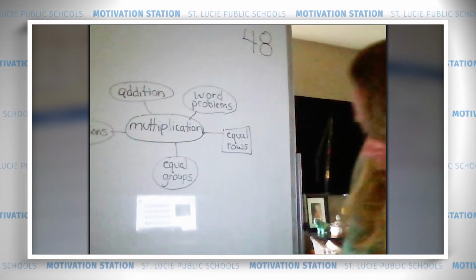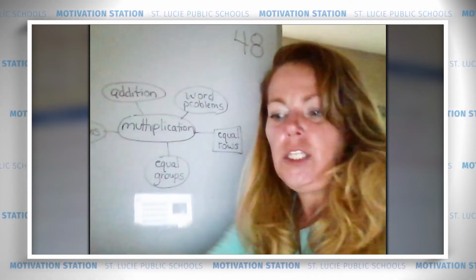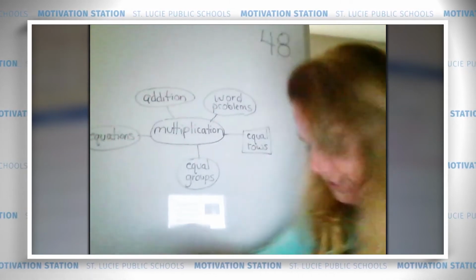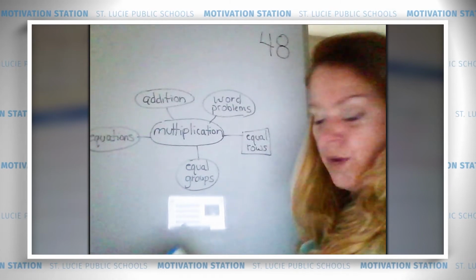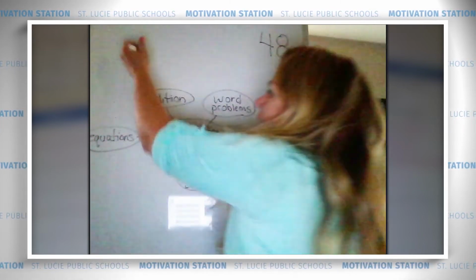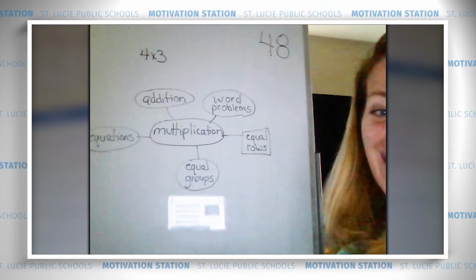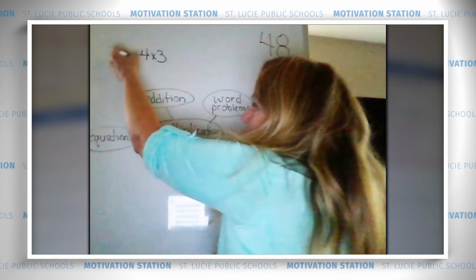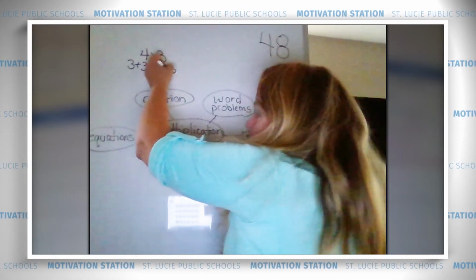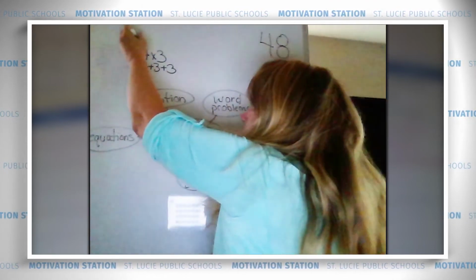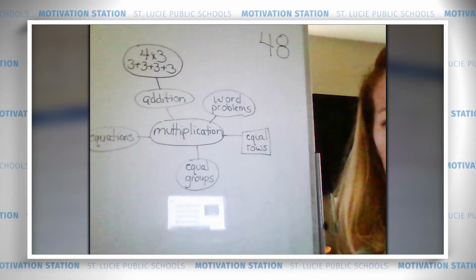Let's start out with our addition, because that's what we first started learning. So let's go back to addition and talk about how we can represent that. Remember, you're going to add this to your word web right on page 48. If I had 4 times 3, I could represent that by adding 3 four times. So that's what we're going to do: 3 plus 3 plus 3 plus 3. We're going to add that to our addition, because that's how we represented that.